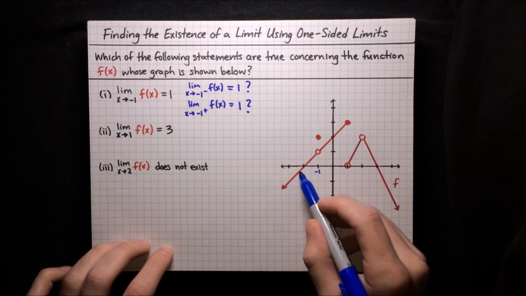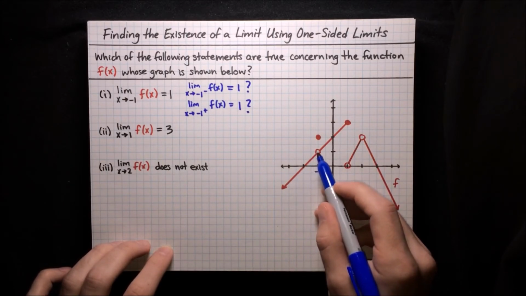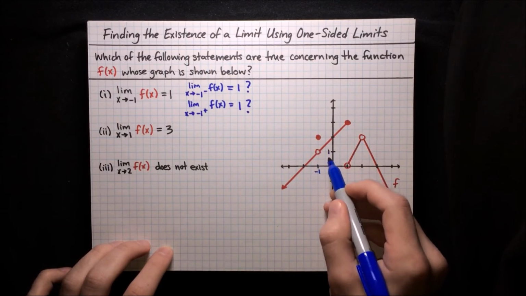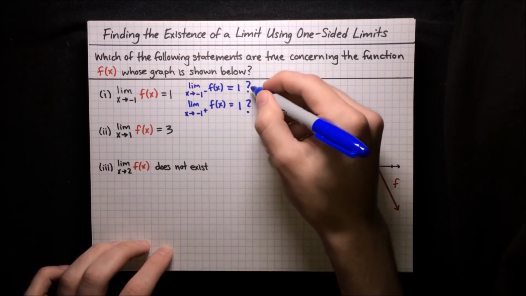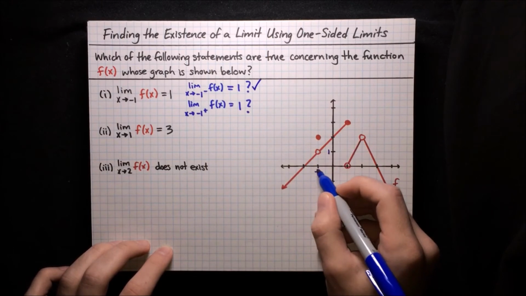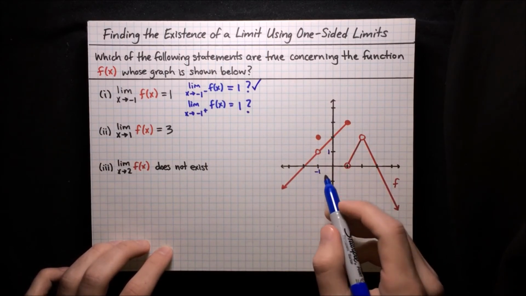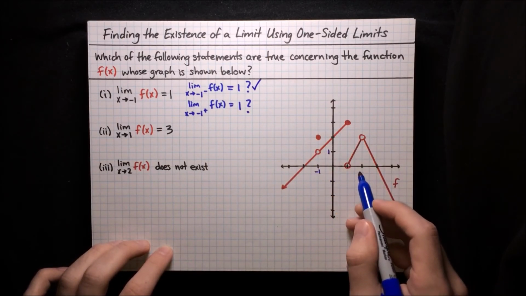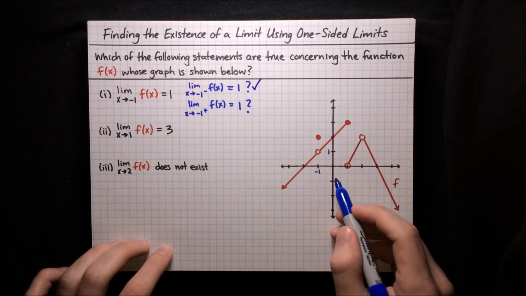Well, the y value is approaching right there, which is a y value of 1. So that means the limit from the left is indeed 1. And how about the limit from the right? The limit from the positive side, starting on the right, then moving left towards -1.